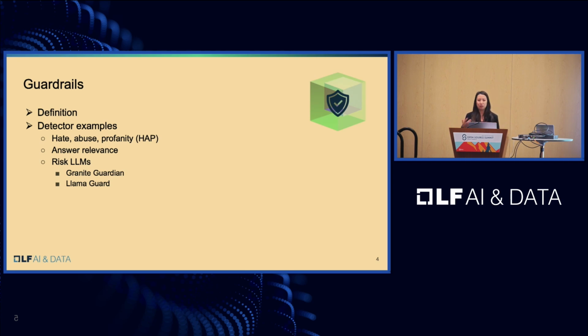Or ones that might have different sorts of inputs, including answer relevance, where you might want to compare the model generation output to the original user prompt to see if it was relevant. There are also different detector formats, including LLMs themselves, like risk LLMs, such as IBM's Granite Guardian or Meta's Llama Guard. Granite Guardian will say yes or no on a particular risk, and then say if there's high or low confidence for that decision. And Llama Guard will say if something is safe or unsafe, and if it's unsafe, it'll give you a categorization of why it thinks it's unsafe.